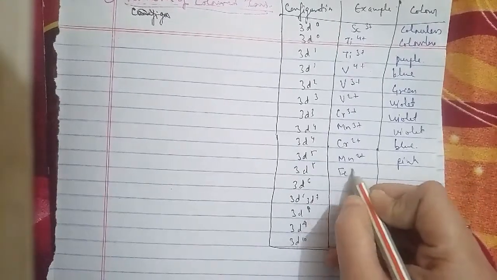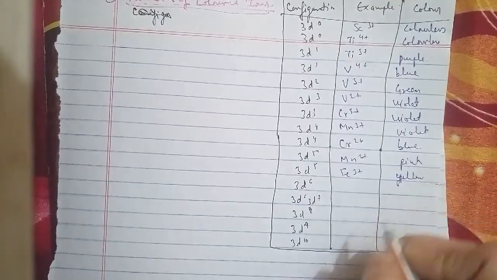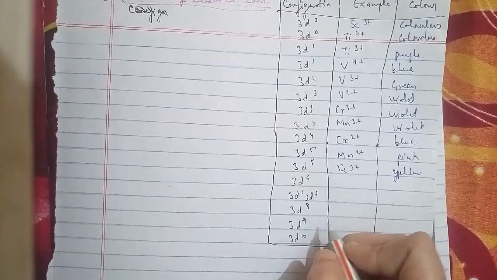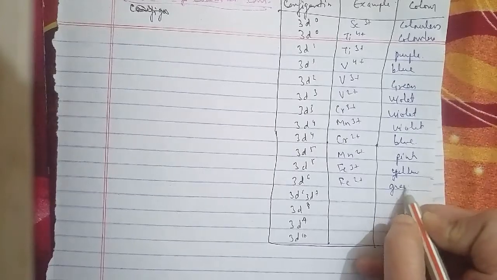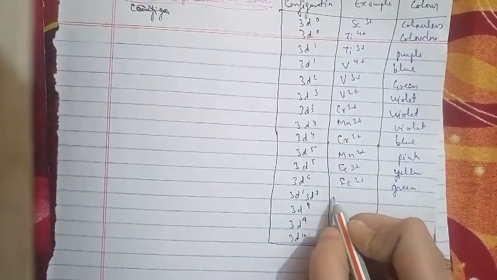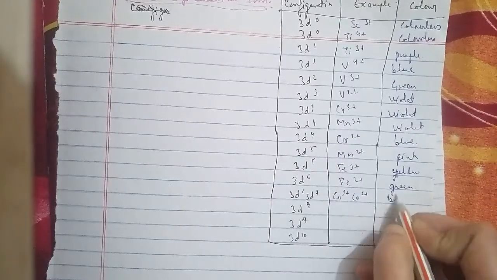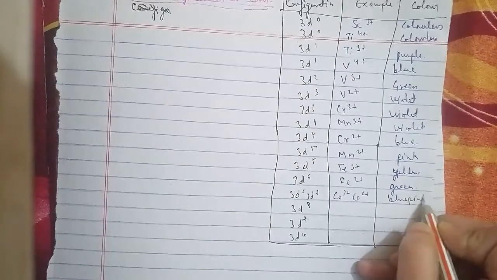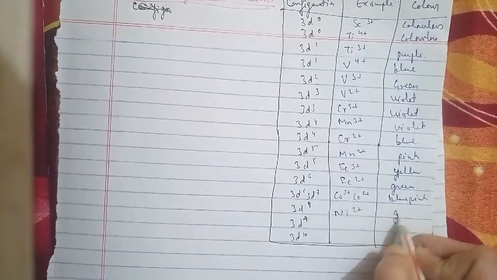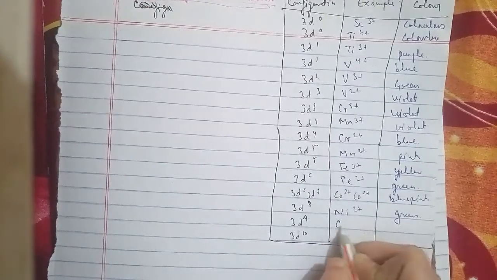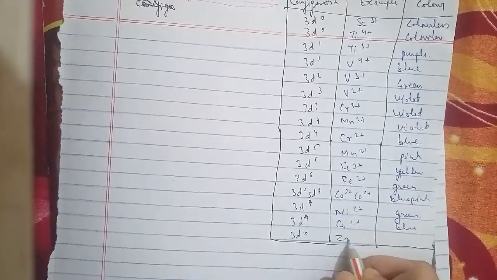Then we have Co3+, Co2+, that is your blue pink. Ni2+, green. Cu2+, this is blue. Zn2+ is your colorless. This is how the colors of some of the first row aqueous transition metal ions have been given here, that we have talked about and that you have to even know about.